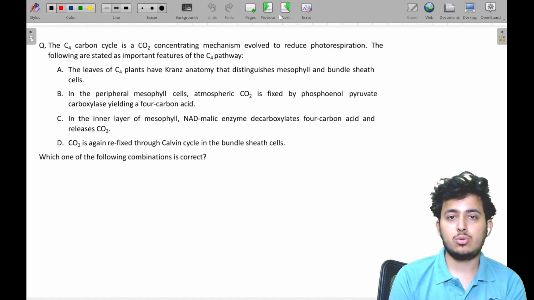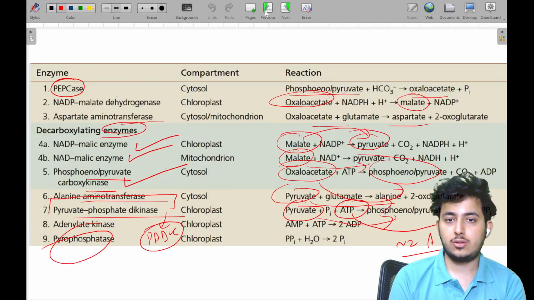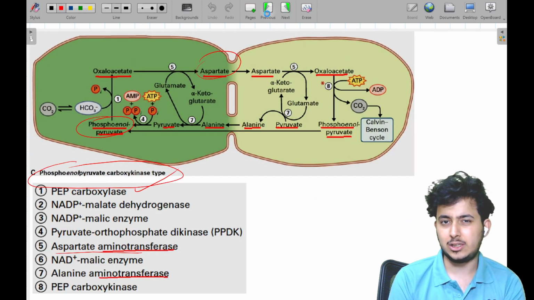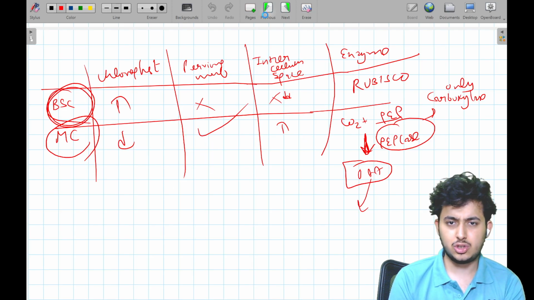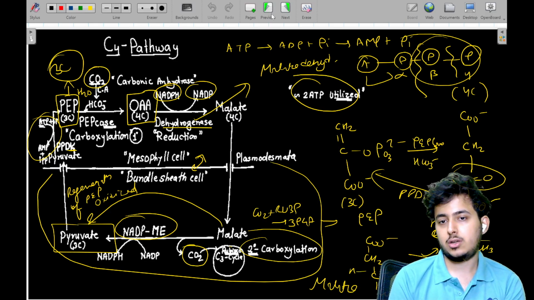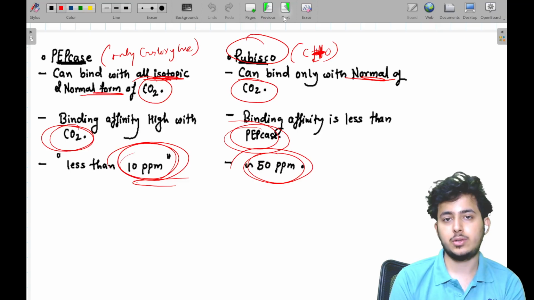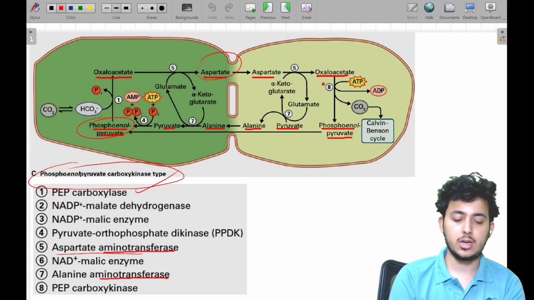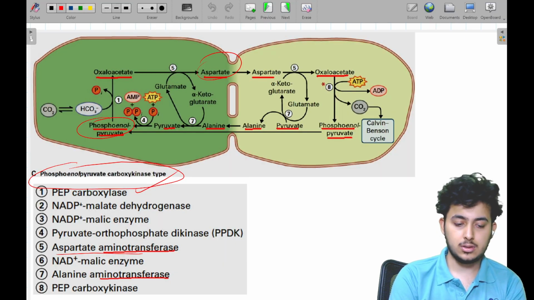Now coming over to questions. So we are done with the lecture. I have taught you the C4 cycle in detail with structure also, the logic of the C4 cycle, why it is necessary to avoid the problem of photorespiration, and all those things. So I hope this part is clear. Now we can solve some questions, guys. Okay, so questions, they are very important.